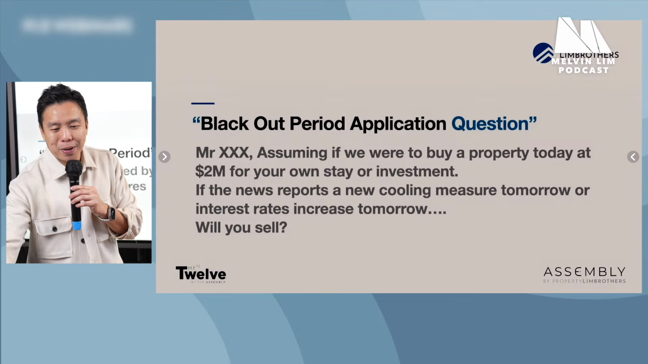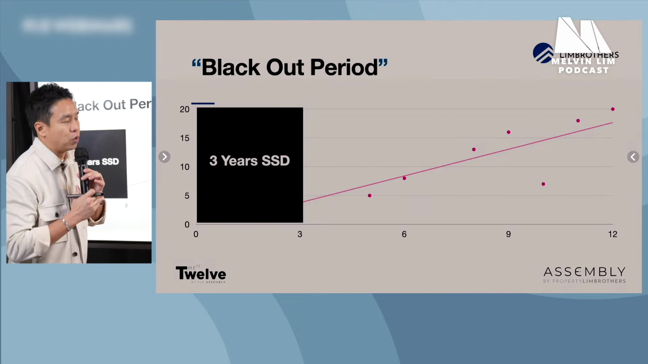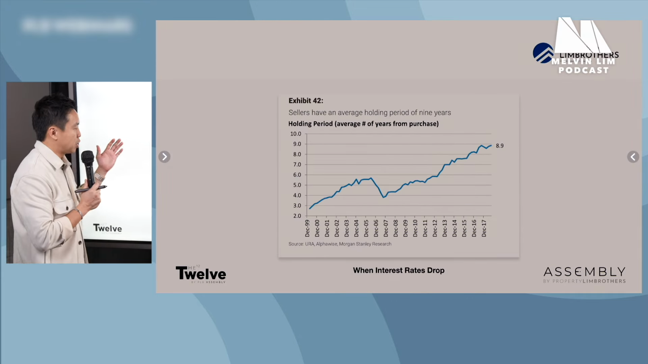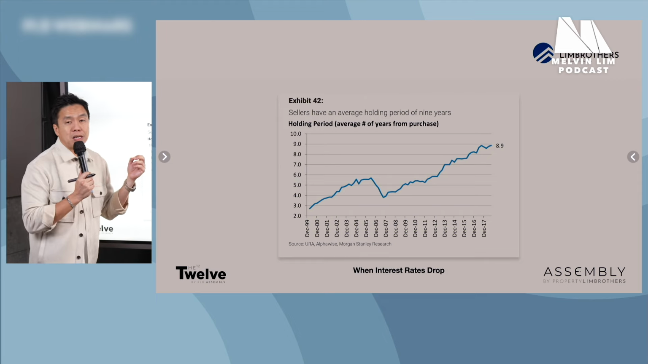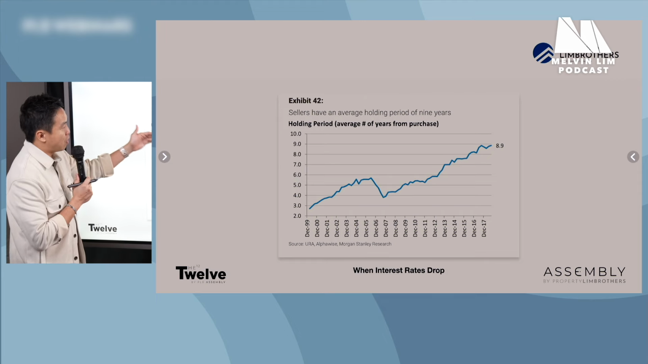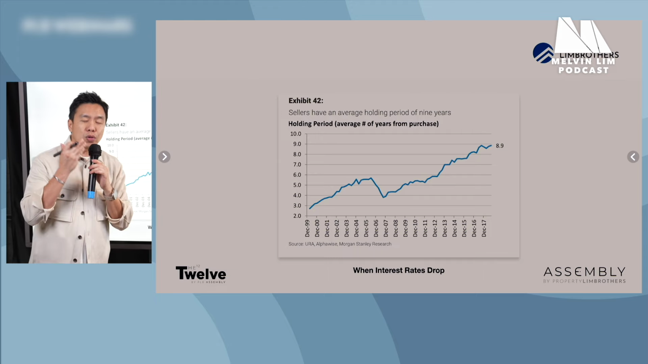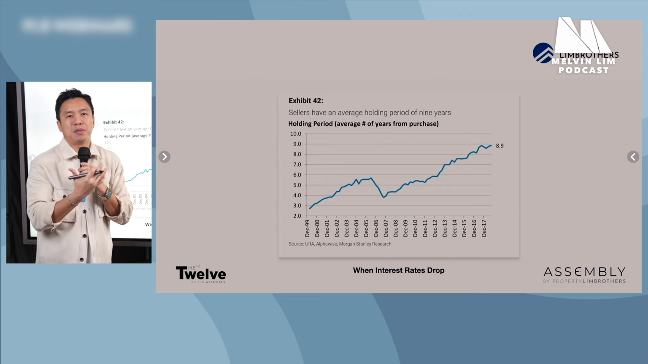Okay, so the blackout period is something that has been created from this particular cooling measure, which was the 3-year SSD. This is actually based off a Morgan Stanley report, in the sense that after the SSD has been introduced, sellers have an average holding period in Singapore of about 9 years. And when you look at 9 years, it means that their motivation to hold this property is very high.